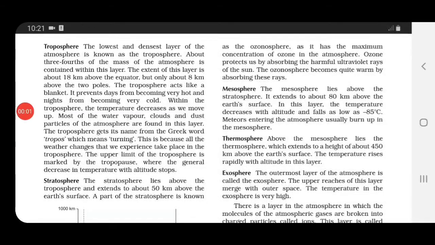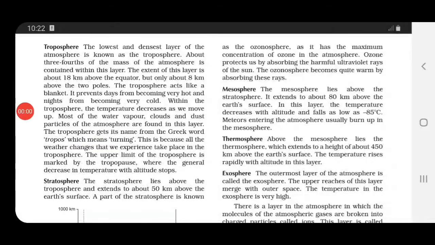Now talking about the lowest layer, children, that is troposphere. Okay, it is also one of the densest layer, and 3/4 of the mass of atmosphere is contained within this layer, that is troposphere. Now how much does it extend? See, the extent of this layer is about 18 kilometers above the equator. Above the equator कितना है इसका extension? 18 kilometers. But only about 8 kilometers above the two poles. अगर हम poles की बात करें तो it is only about 8 kilometers above them. Okay.